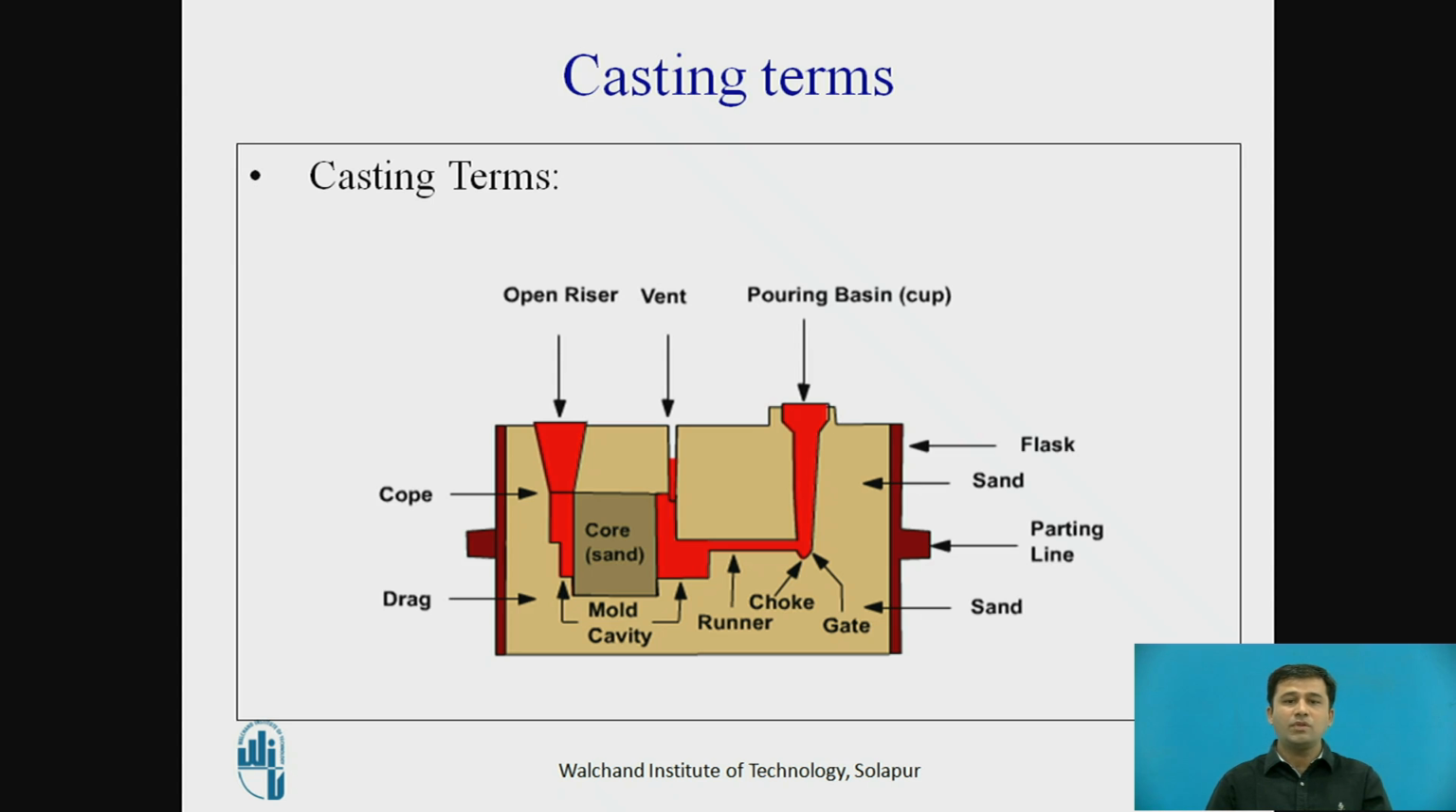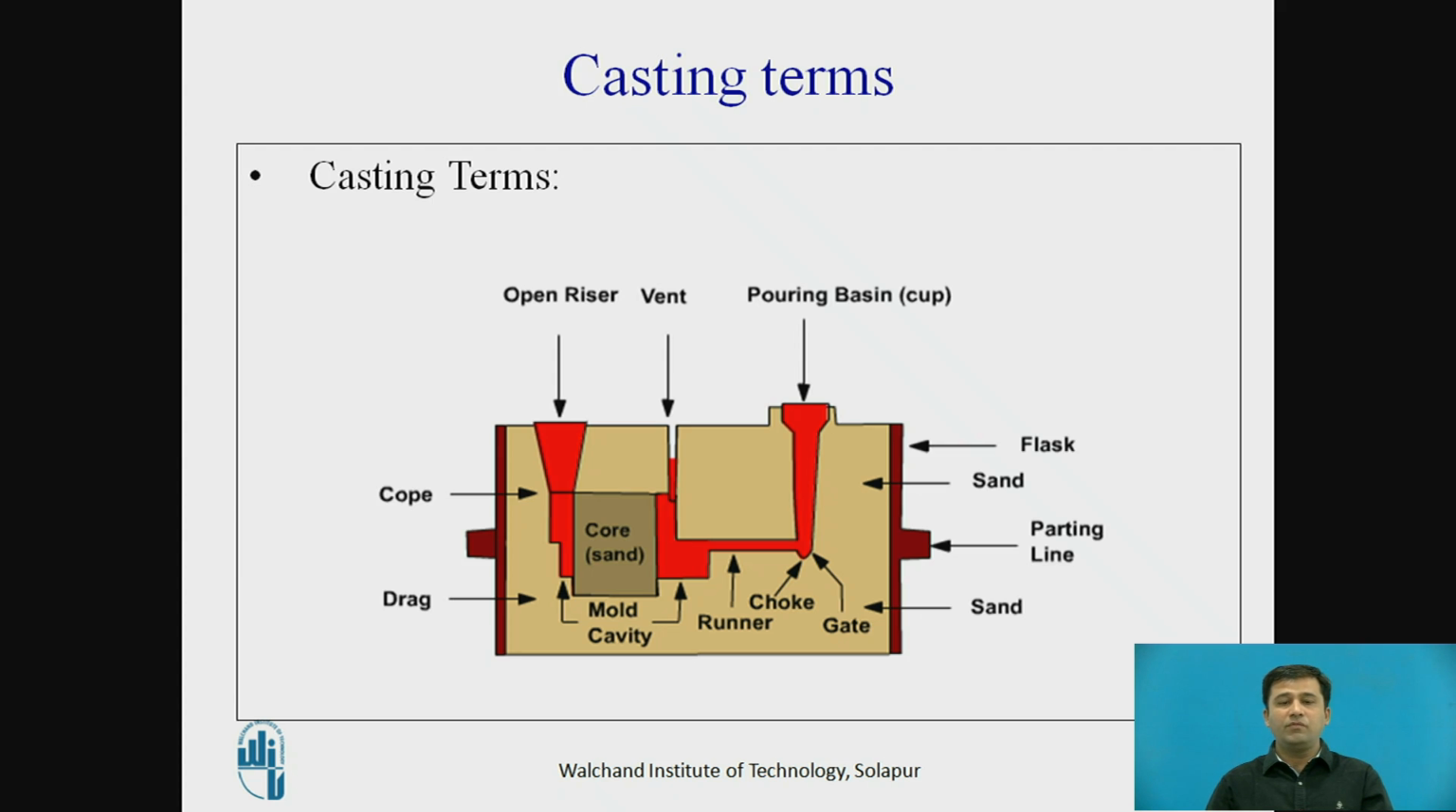Then the next part we'll see is the core. What is a core? A core is a separate part which is baked separately and used generally to produce hollow shapes in the casting.